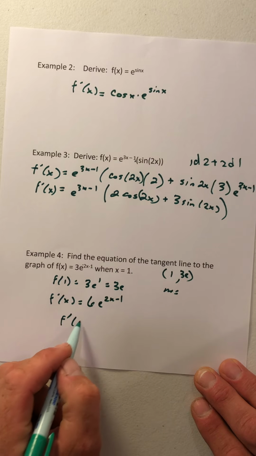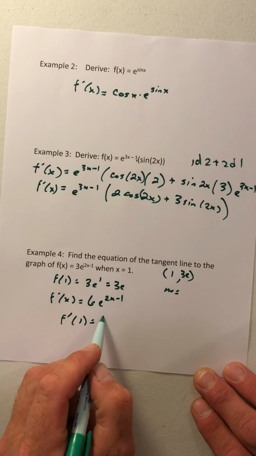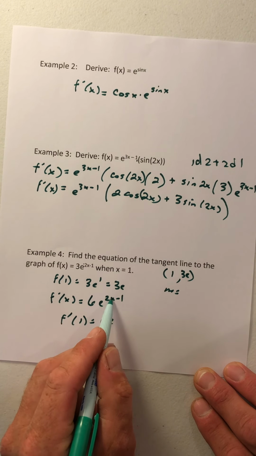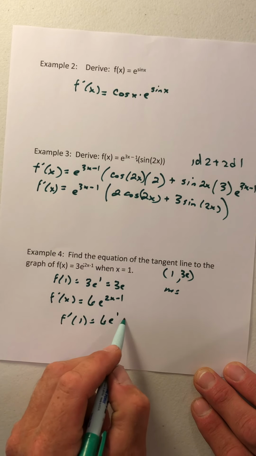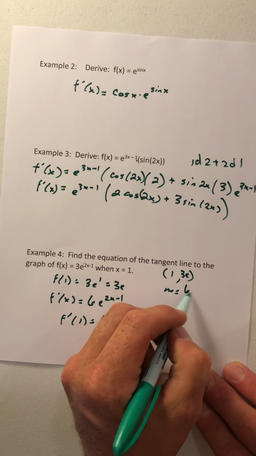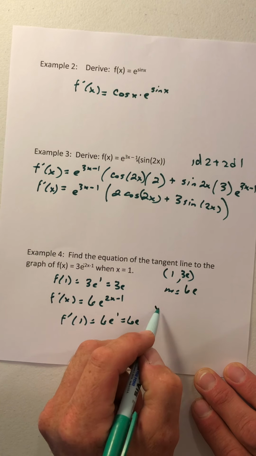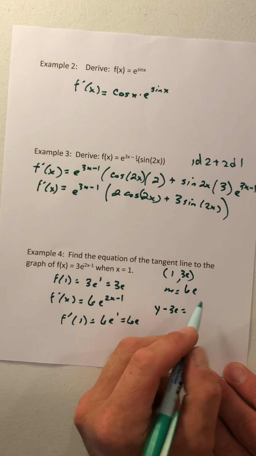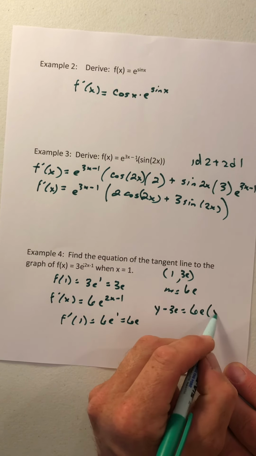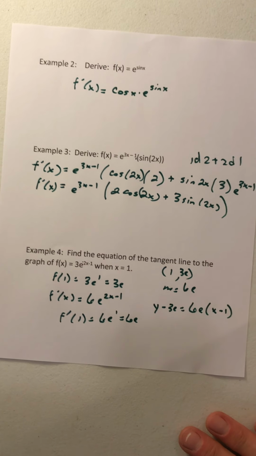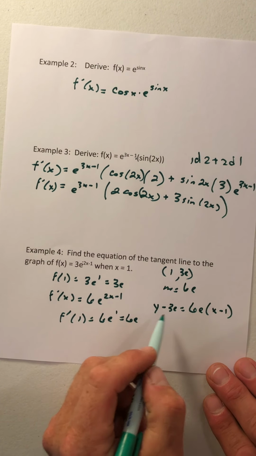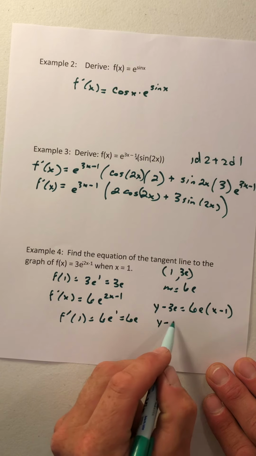We can go ahead and find the slope then. We're interested when x equals 1. So we have 6e to the 2 times 1 minus 1, which gives us 1, or 6e. So we can go ahead and write our equation. y minus 3e equals 6e times x minus 1. Again, good enough answer. However, if you want to play around with it, we can.